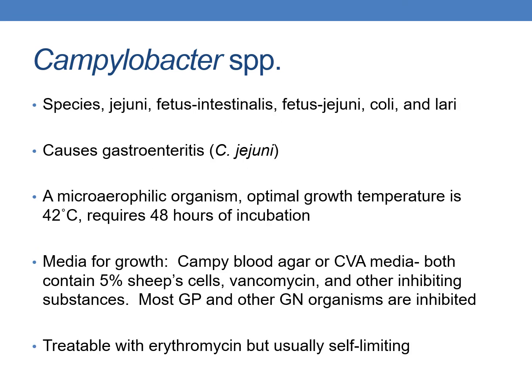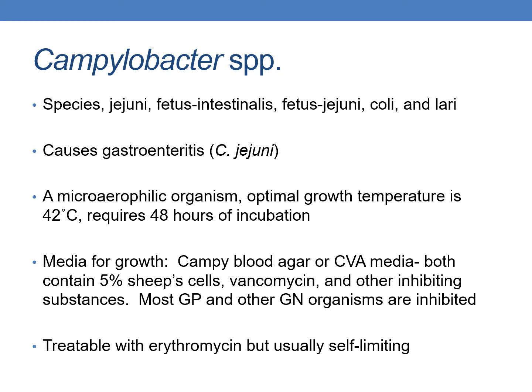There are many species of Campylobacter, including Campylobacter jejuni, Campylobacter fetus intestinalis, Campylobacter fetus jejuni, Campylobacter coli, which of course means of the colon, and lari. Those are our different species of Campylobacter, but by far the most commonly isolated species is Campylobacter jejuni. That's the one that causes gastroenteritis.